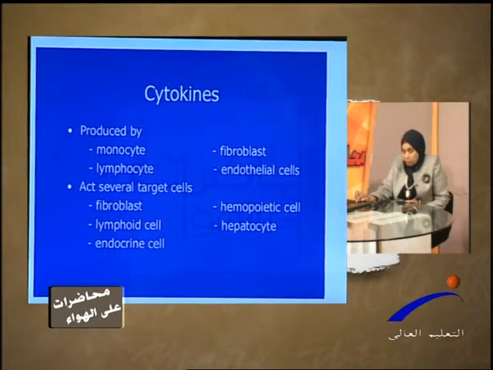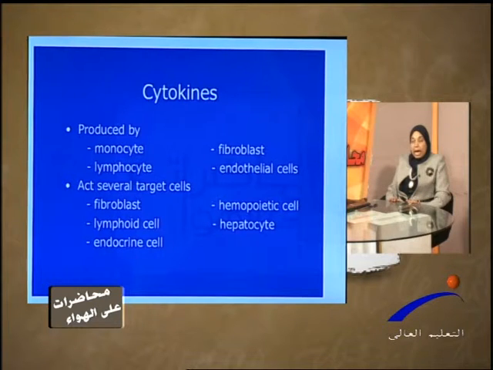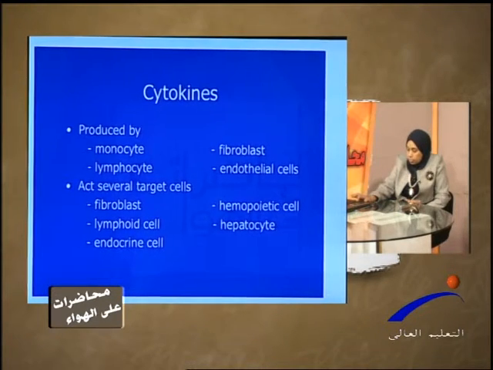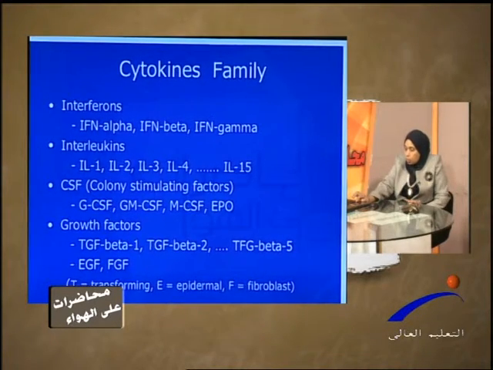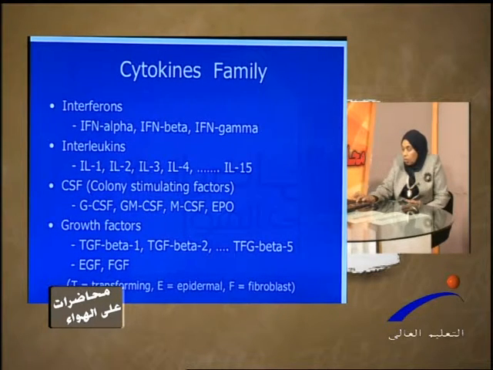Cytokines are produced from different kinds of cells. They are produced from monocytes, lymphocytes, fibroblasts and endothelial cells, and they act on several targets. One of their targets is the hematopoietic cell. They also act on liver cells, endocrine cells and lymphoid cells. As I mentioned, the cytokine family includes interferons and interleukins. The ones we discuss here are interleukin 1, 2, 3, 4, 5 and 6, which are needed during hematopoiesis. They belong to several different families of cytokines which are involved in inflammatory response and immune response.